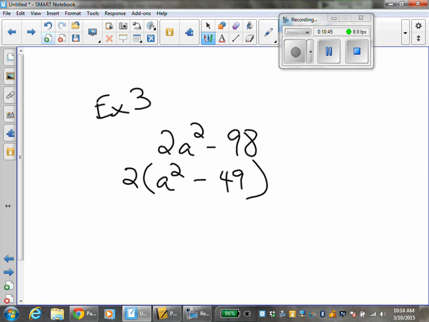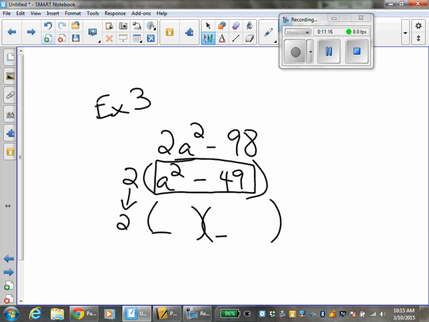Always look back. What do we see here? Do we see a difference of 2 squares? Is a squared perfect? Check, check. Is 49 perfect? 7 and 7? Is it a difference? Check, check. We can. So what are we going to do with the 2? Bring him down. This guy we're going to take and split again. So first times first is a times a, and then we have plus 7 and minus 7.